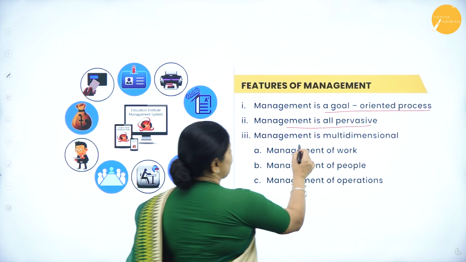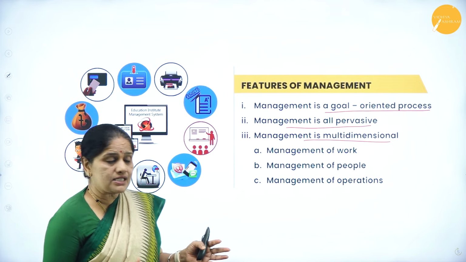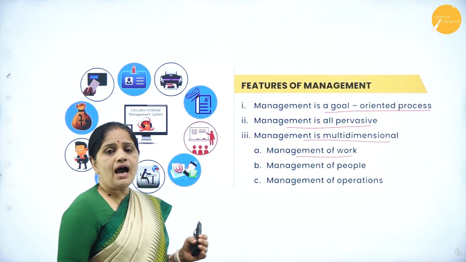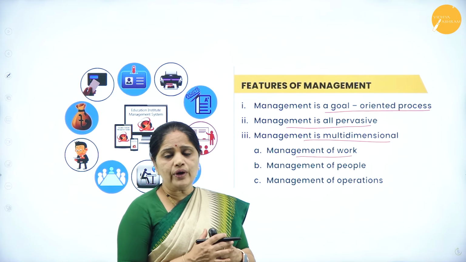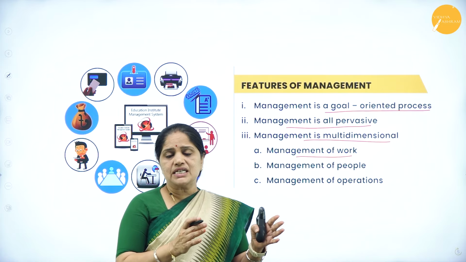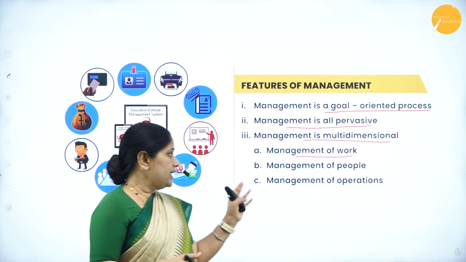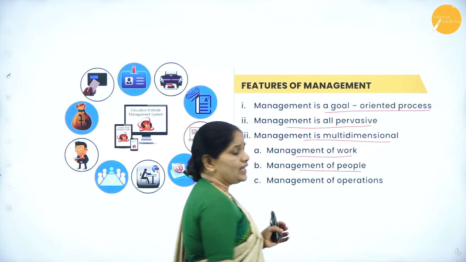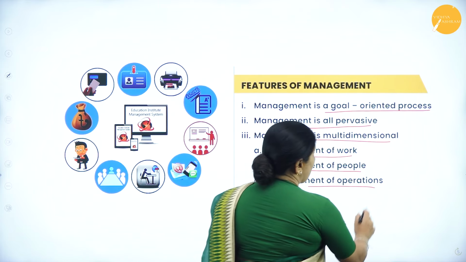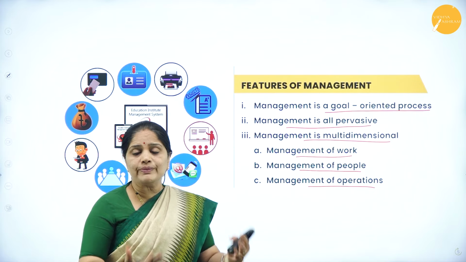Then management is multidimensional. Management has various facets. So what are the various facets of management? Management of work. Management of work means deciding what work is to be done. In management, we will be thinking about what are the various functions to be done in the organization. Then management of people: who are the people who will be doing the job? And lastly, management of operations means how the work will be done. Everything has to be decided in advance and it has to be told to the people.